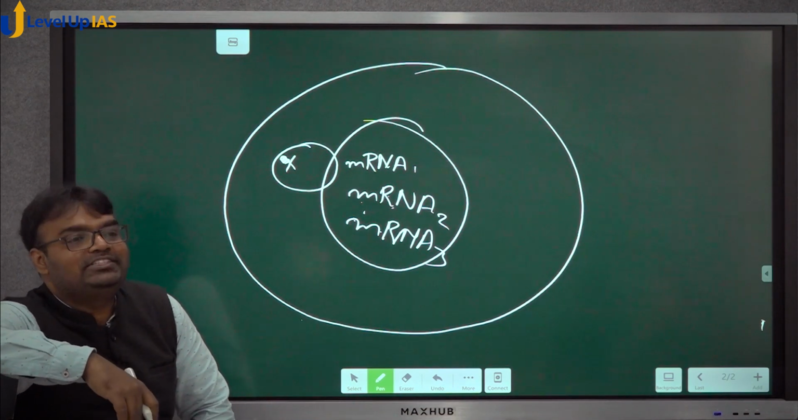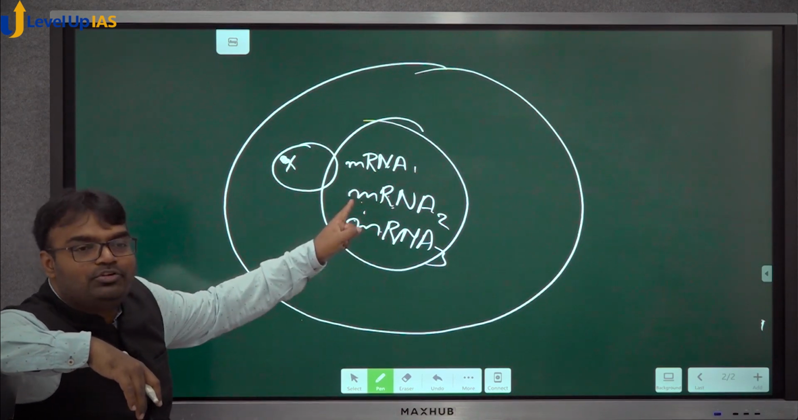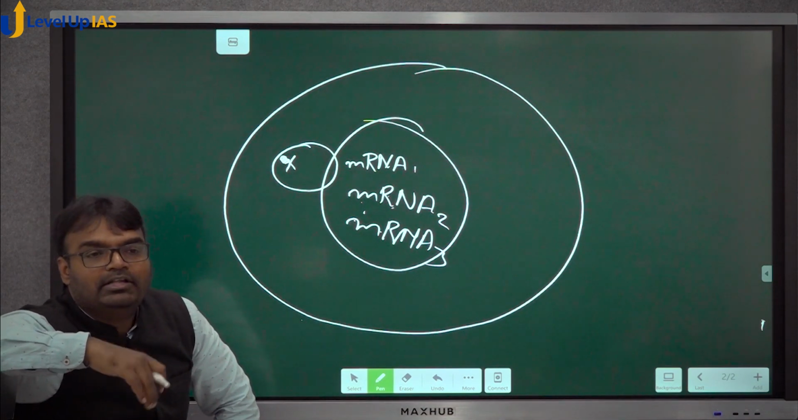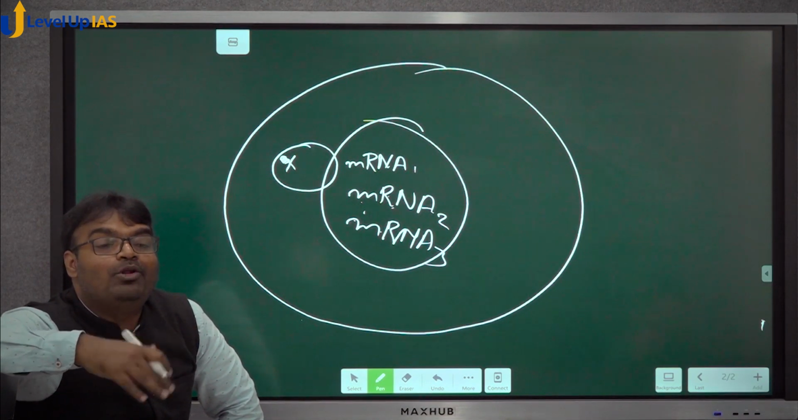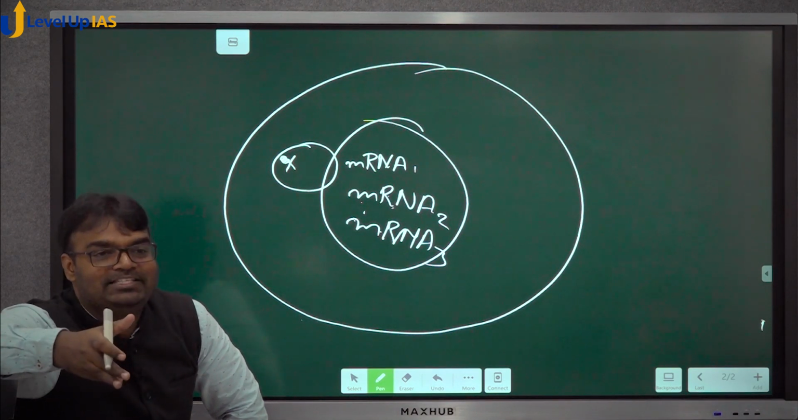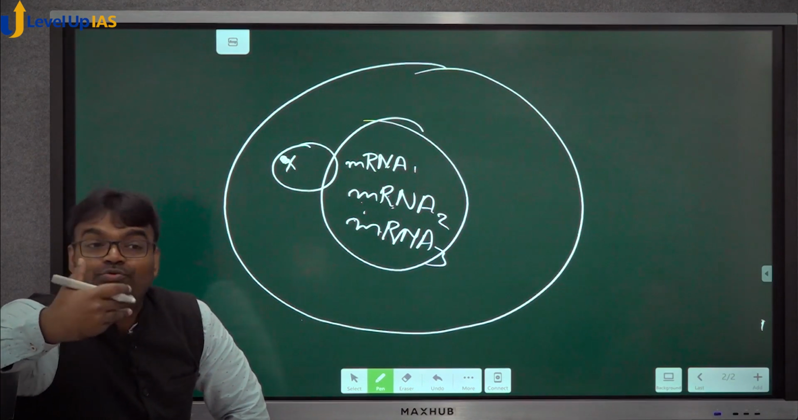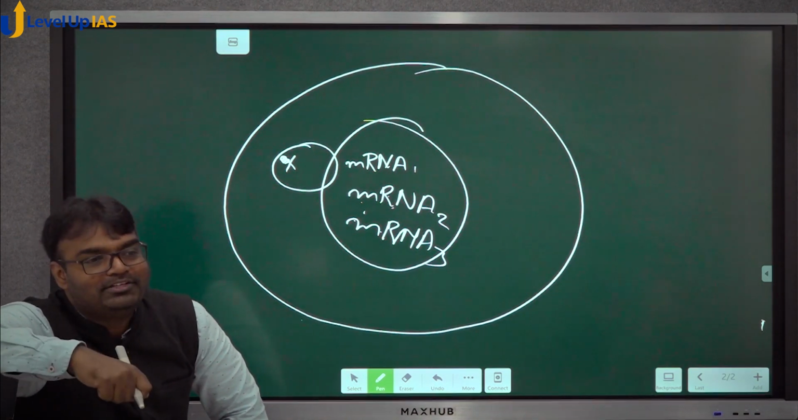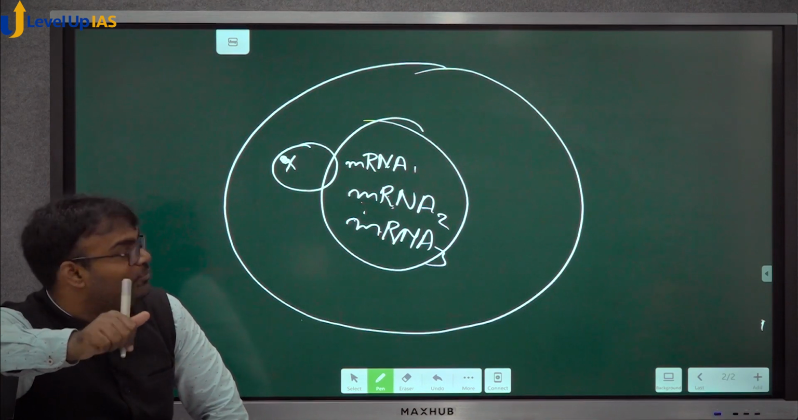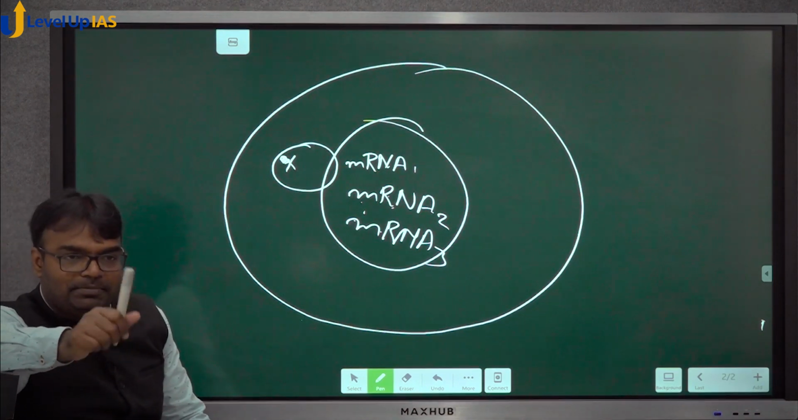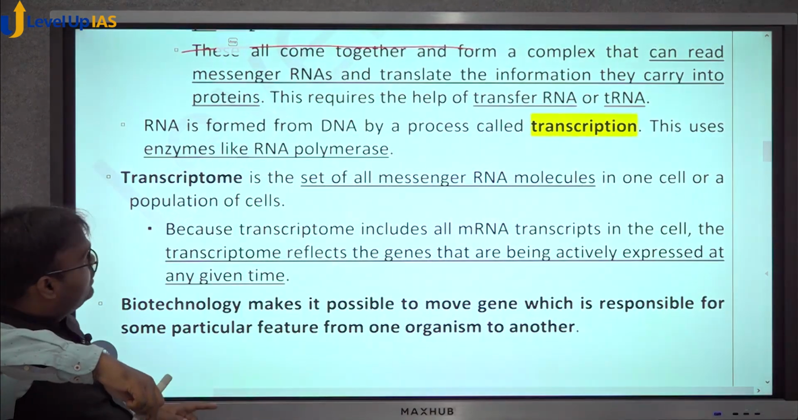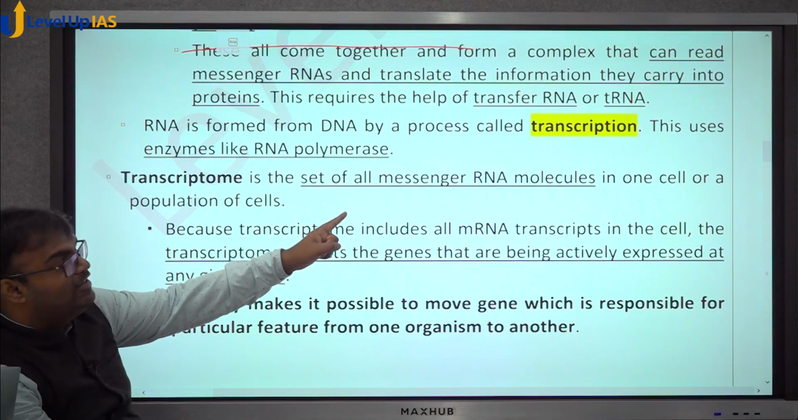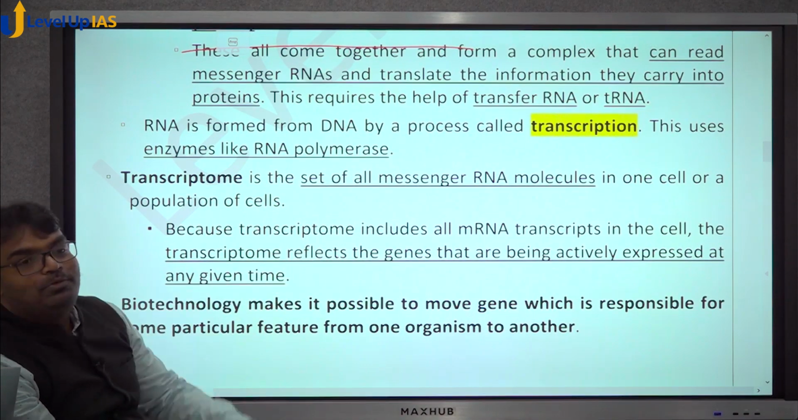Coming back to this, so what is transcriptome? Transcriptome is the set of all the mRNAs in a cell or all the mRNAs in that living being. This basically tells you which are all the genes which are going to get expressed, whose protein is going to be formed. Transcriptome. Fine, did you understand it, Kapish? Okay, look at the definition. Transcriptome is the set of all messenger RNA molecules in one cell or a population of cells.